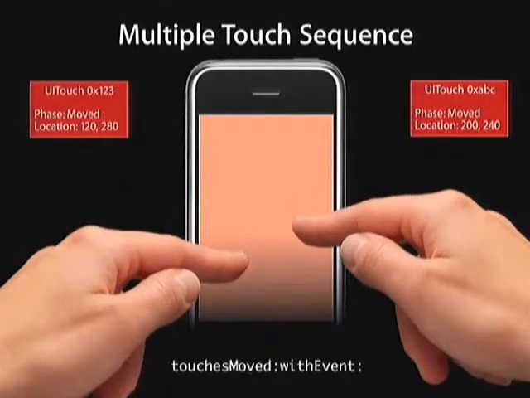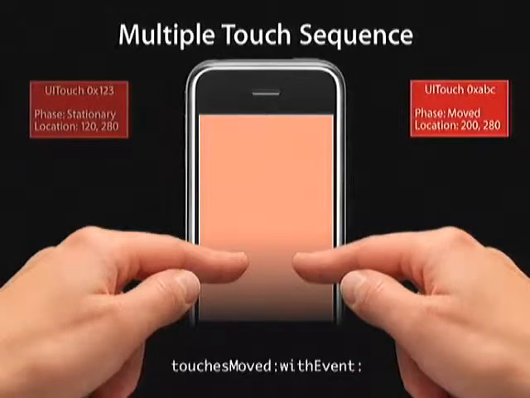Now, if the user moves both of them, then we're going to deliver touches moved with both of their phases updated to moved. The set on touches moved now will actually contain 2 objects, both OX123 and OXABC, because both touches have moved. We'll only deliver it once. We'll only call the touches moved method once to deliver both of them.